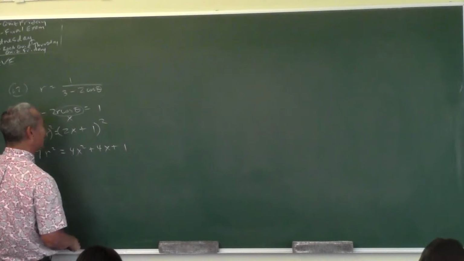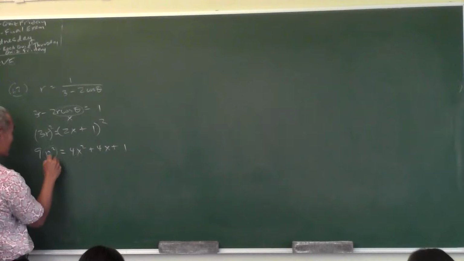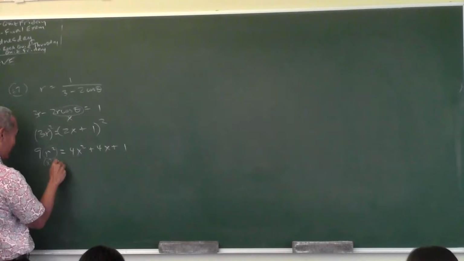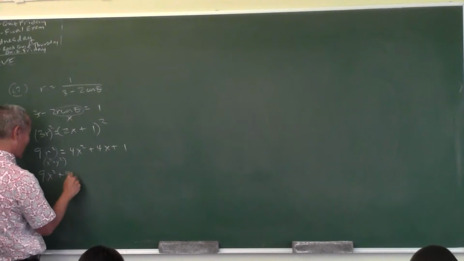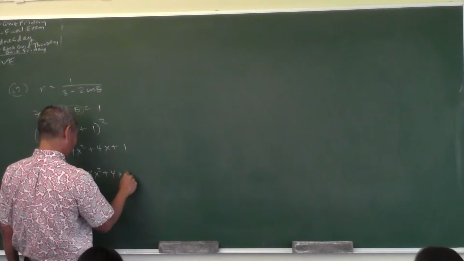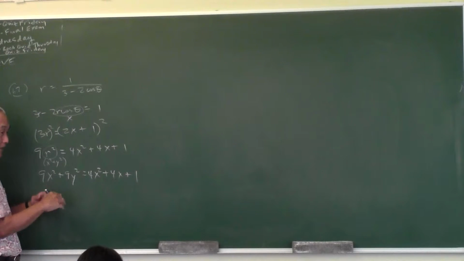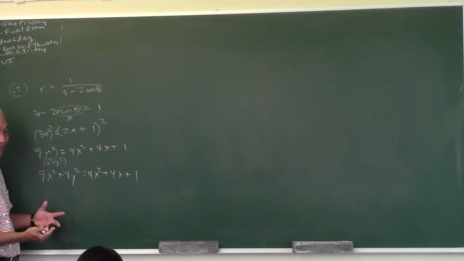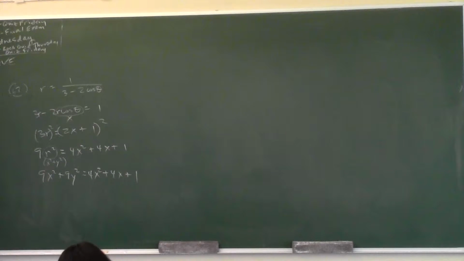Are you guys did at least this though, right? Okay, and then, hey, you somebody. So if you distribute the 9, you get 9x squared plus 9y squared equals 4x squared plus 4x plus 1. See, at this point, if either the x squareds or the y squareds canceled out, it's going to be a parabola. But they didn't, so now you know it's going to be an ellipse or hyperbola.